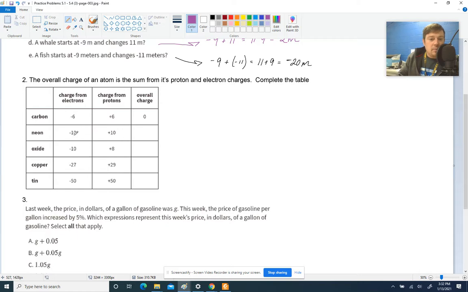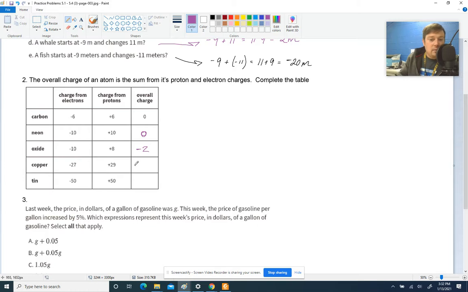Neon has the same amount of each, so it has a neutral charge, 0. But in oxide, you'll notice that there are more electrons than there are protons, and the protons are losing by 2. So the negatives win this battle by 2. In copper, you'll notice that protons are winning that battle by 2. There's 2 more of the protons than there are electrons.